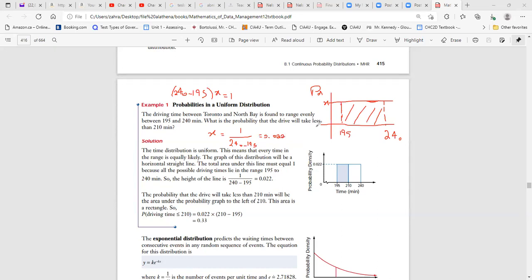And so the probability that the drive will take less than 210, let's say here is 210. Less than 210 means you just need to find this area, right? So what is this area? It's just the length multiplied by the height. The length is 210 minus 195, multiplied by the height we got from the previous step, 0.022. If you do that, the answer would be 0.33.